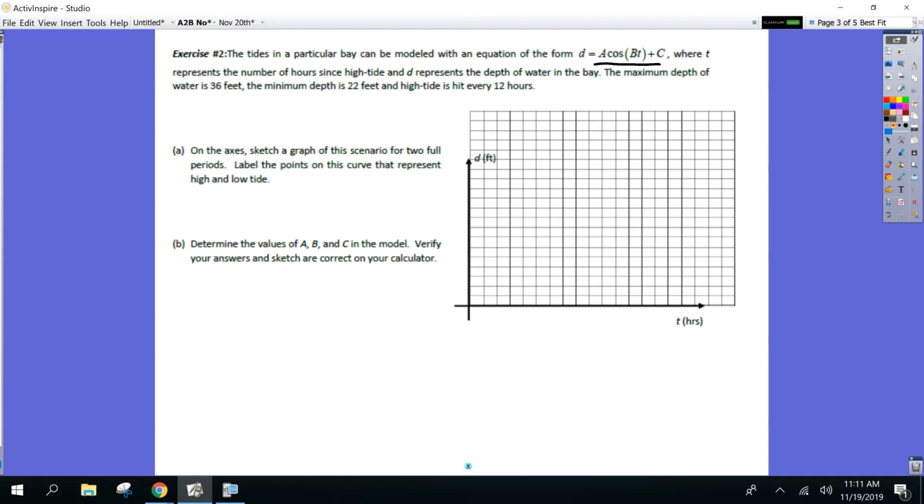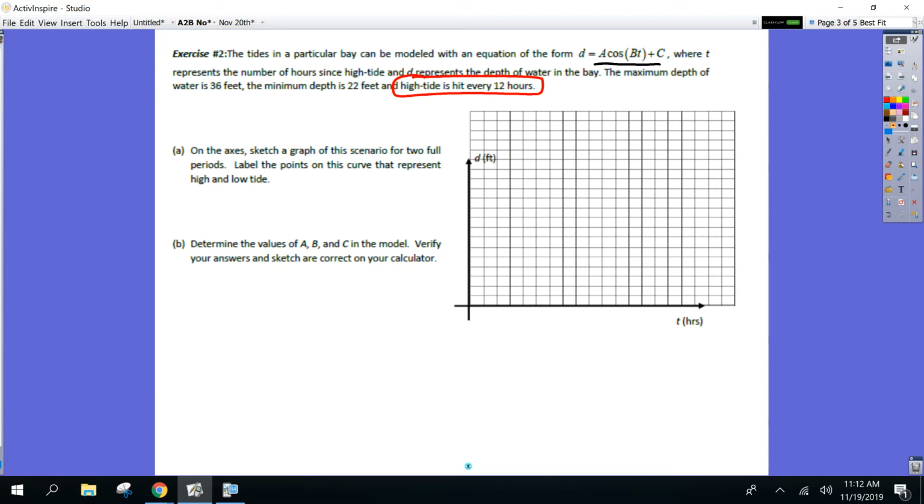All right, I give you guys a couple numbers in here. Maximum depth is 36, minimum is 22. And whoa, hey, high tide is hit every 12 hours. So let's talk about the 12 and something we've already discussed here. Where would the 12 fit in? Every 12 hours, I hit high tide. High tide, 12 hours, high tide. What's that 12 hours here, Ashley?